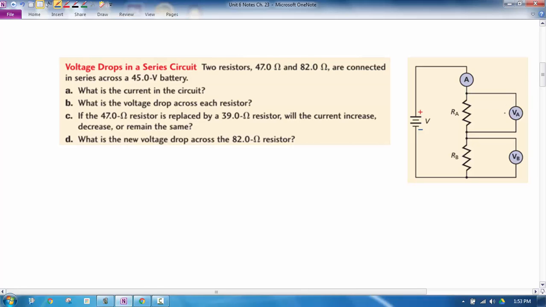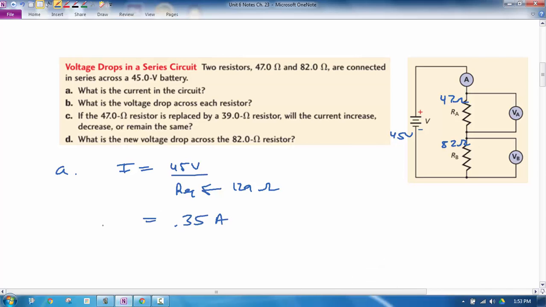So here's an example then. Let's say we've got two resistors here. We've got one that's 47 ohms, and we've got one that's 82 ohms. If we want to find the current in the circuit, what we can do is take the voltage of the battery, which in this case is a 45 volt battery, and divide by the equivalent resistance for the circuit, which in this case is the two added together, 129 ohms, and that gives us a current of about 0.35 amps.